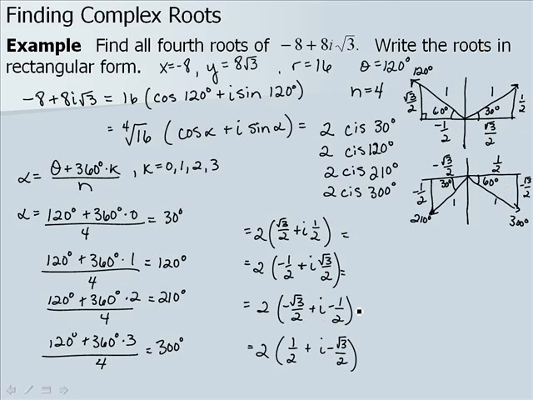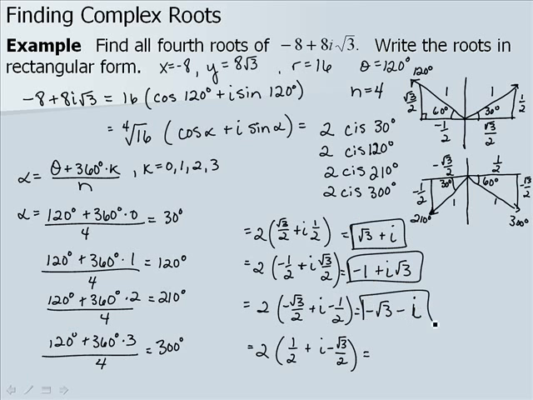Now when we work each of these out, here we'll get the square root of 3 plus i. Here we'll get negative 1 plus i square root of 3. Here we see we have negative square root of 3 minus 1, i. And here we'll have 1 minus the square root of 3, i.